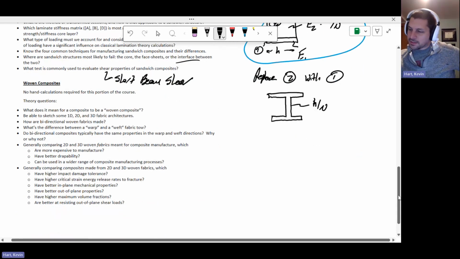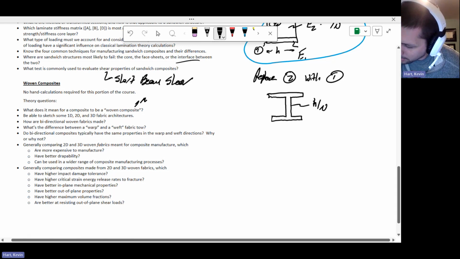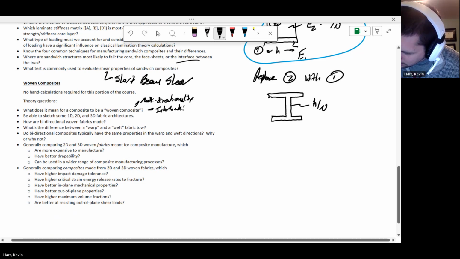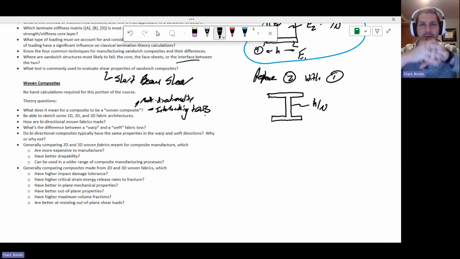Final section, woven composites. What does it mean for a composite to be a woven composite? That means it has multi-directionality and some sort of interweaving between layers. So multi-directionality and some sort of interlocking. So the tows are somehow woven or connected or hooked or stitched or braided or interconnected in some sort of way.